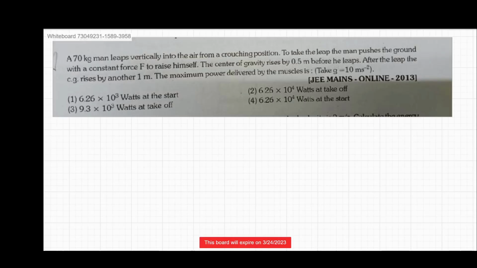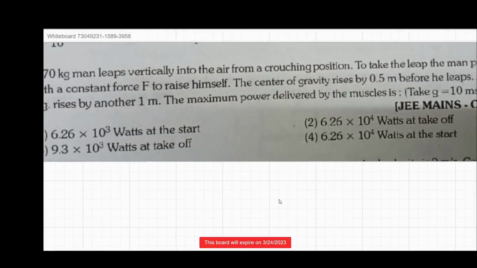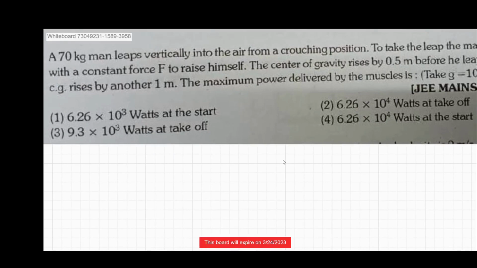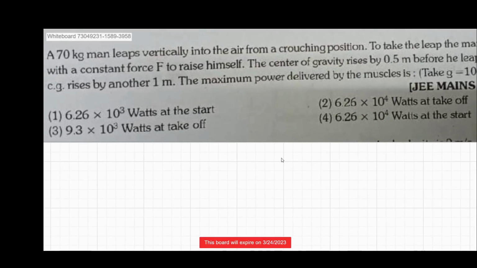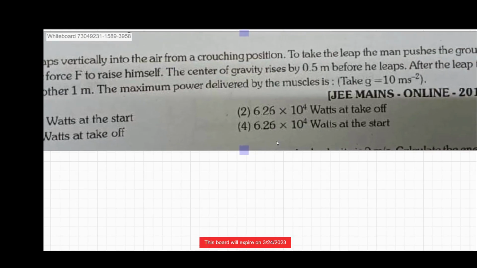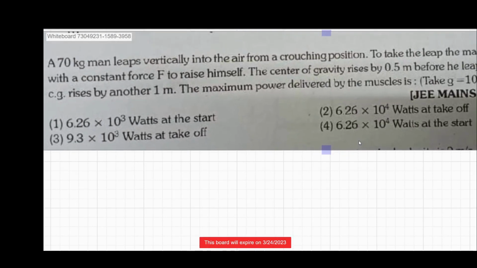So let me just zoom into this. What you can do is you can take a screenshot of this, okay, and then we'll try to solve this question. So why specifically I have taken this JEE Mains 2013 question is because this question has been solved incorrectly in various doubt solving websites which you see nowadays. So I thought maybe let's try and correct that. At the same time, you'll also see how to use the work energy theorem in solving this question.